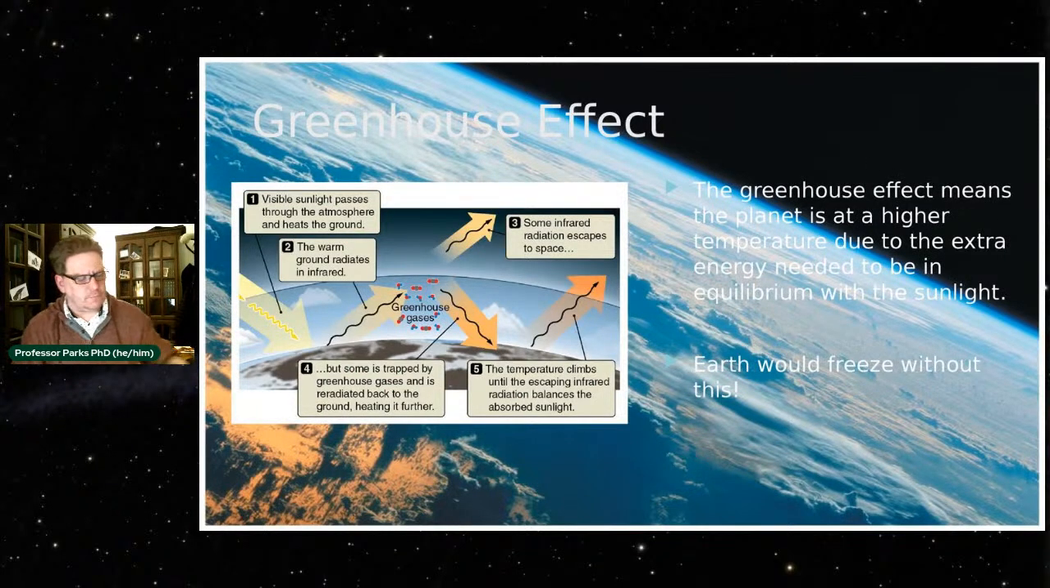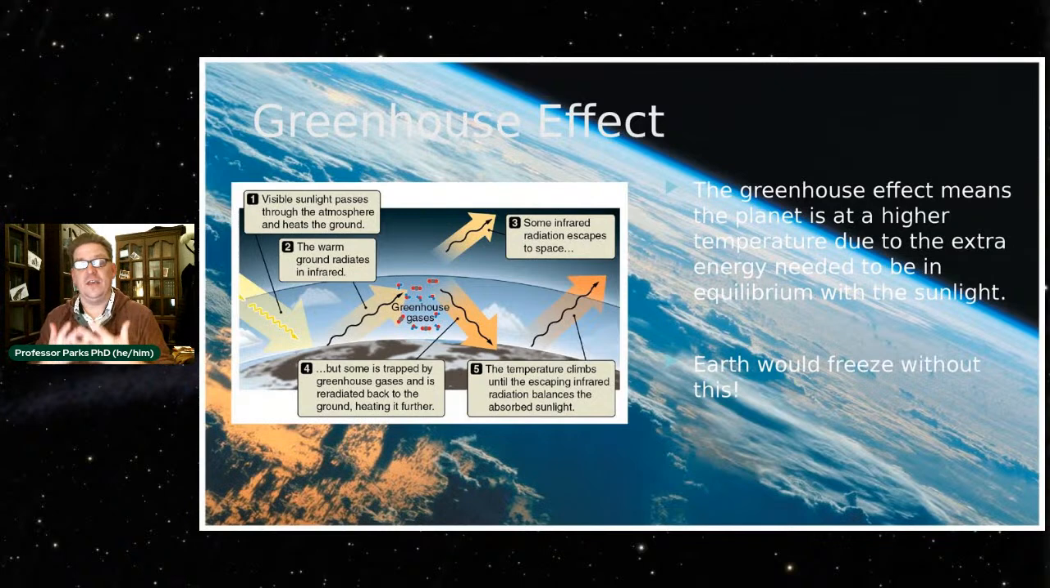So again, this is another schematic that shows incoming visible sunlight passing through the atmosphere. It heats the ground. The ground re-radiates that energy as thermal energy or infrared light. The atmosphere is more opaque to infrared light, and so those photons, that heat, basically hang around for a while until they eventually escape.